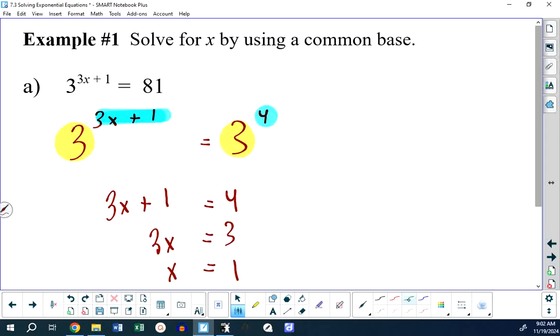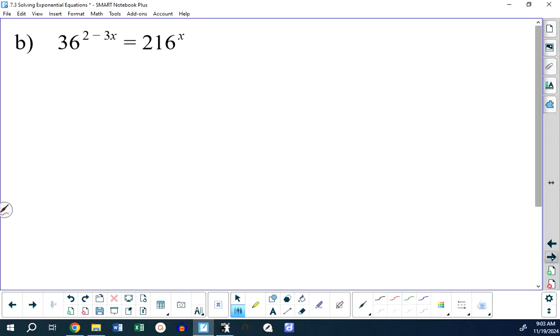You can confirm that if you put x equals 1 up here, 3 times 1 plus 1 will give you 4, and 3 to the 4, in fact, gives you 81. Are you with me on this? Okay. What about something like this?